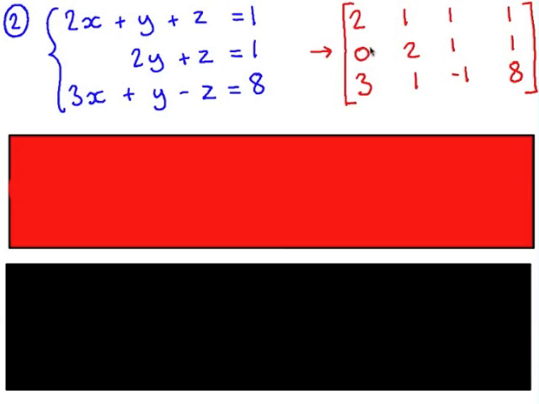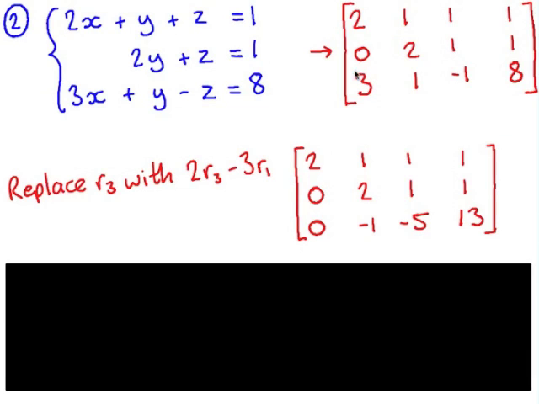What we do have is a 0 already in place at the beginning of row 2. And remember, we're looking for row echelon form, which means zeros below the blue steps here. So part of the job has already been done for us. What I'm going to do to get a 0 in place of the 3 there is to replace row 3 with 2 lots of row 3, take 3 lots of row 1. So that's 6 take 6 is 0, 2 take 3 is negative 1, negative 2 take 3 is negative 5, and 16 take 3 is 13.